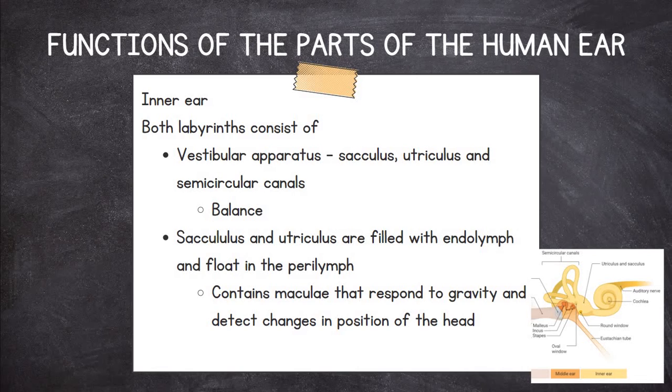So these sacculus and utriculus also contain maculae that respond to gravity and detect changes in position of the head. So these maculae are like the little hairs in our ears, right?